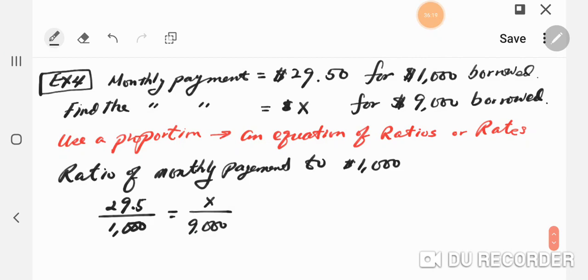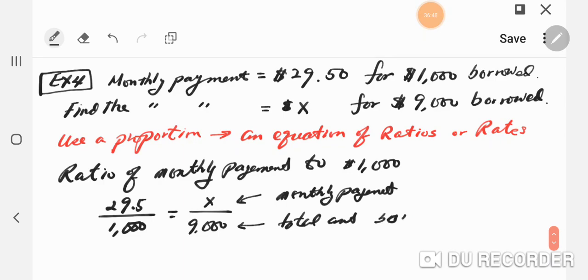So we just wrote a proportion. The proportion is the ratio of the monthly payment to the total amount. The numerator will be the monthly payment, and the denominator will be the total amount you borrowed. That's important. So using this equation, let's find X, which is the monthly payment for $9,000 you borrowed.